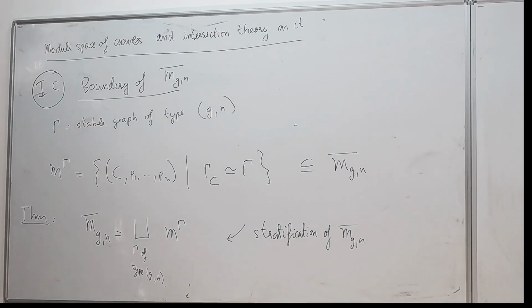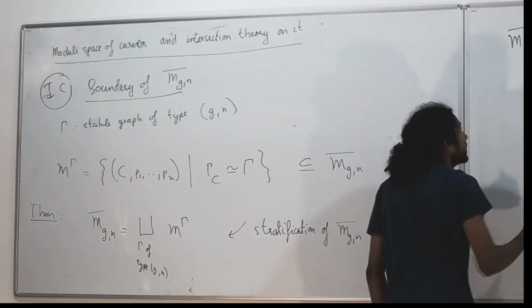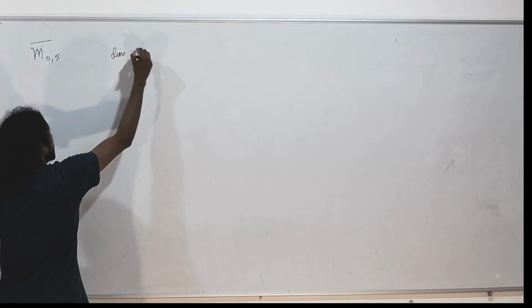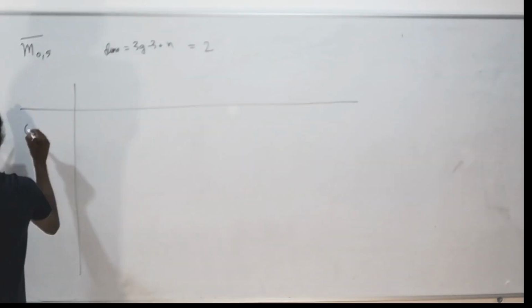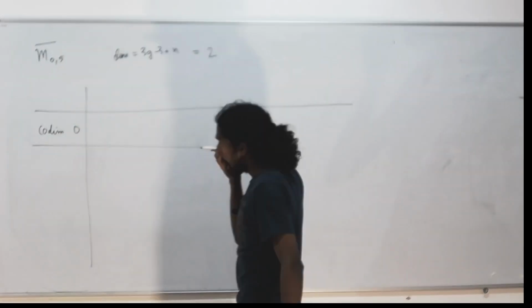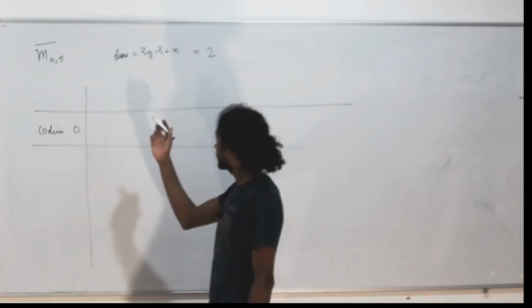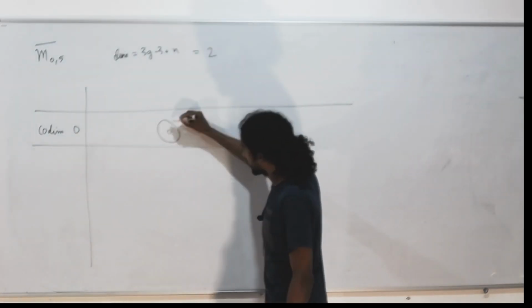So what does this look like for M_{0,5} bar? What are all the stable graphs that appear? First of all, the dimension is 3g minus 3 plus n, that's 0 minus 3 plus 5, that's 2. So the biggest stratum, in codimension 0, is the smooth curve, and the dual graph of this curve is just a genus 0 vertex with 5 legs.